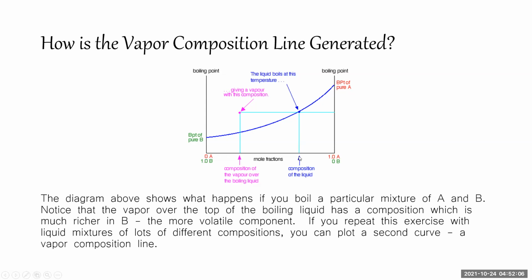Let's say it corresponds to whatever this mole fraction would be, maybe about 80% A and 20% B. So we're heating up this mixture of 80% A and 20% B, and eventually it's going to boil at a given temperature. We're going to call that the boiling point, and that's measured on the y-axis.